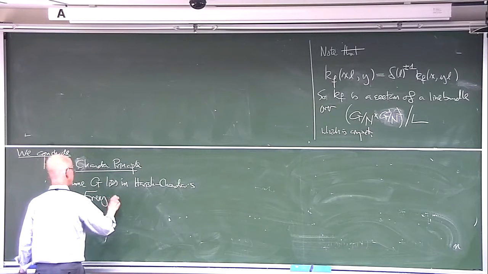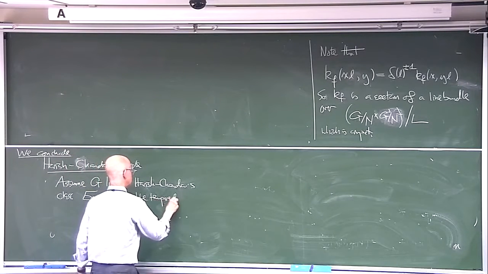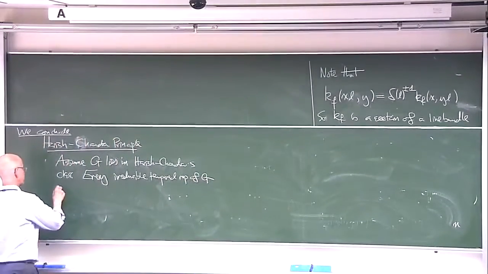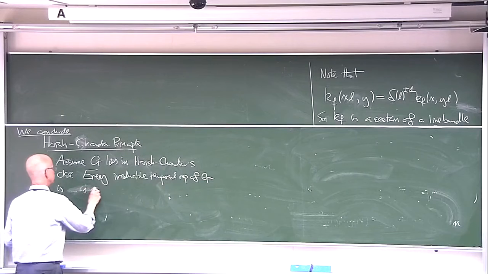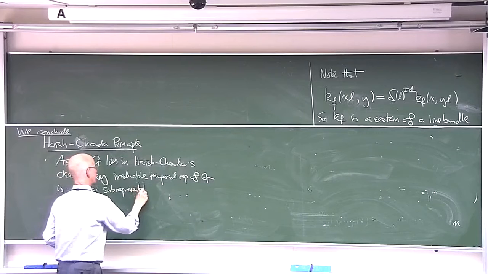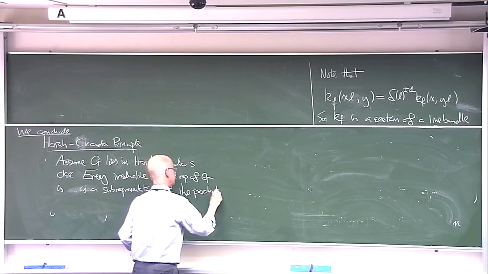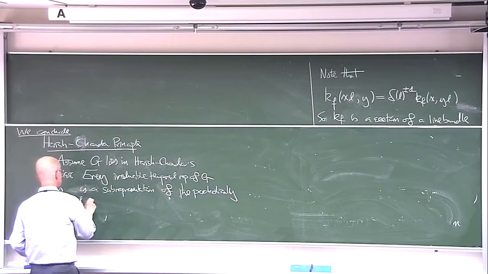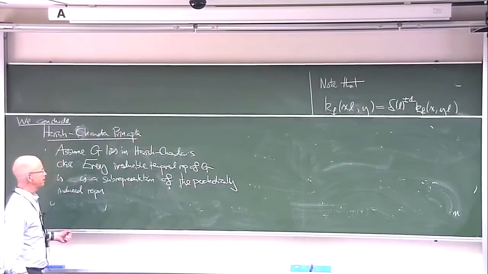And the conclusion is that every irreducible tempered representation of G, these are the things we want to classify, is a sub-representation of a parabolically induced representation. There's a construction called parabolic induction. But once you understand it, you understand everything, as long as you understand what you're parabolically inducing from.